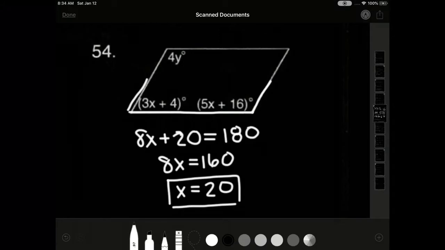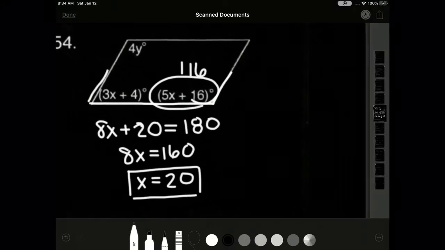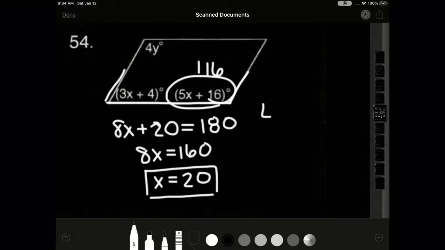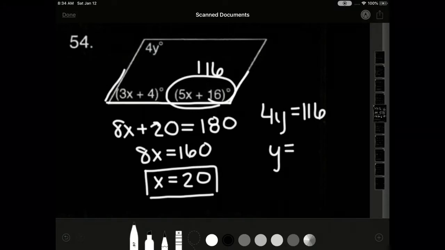Then we can plug the 20 back in, so 20 times 5 is 100, which means this entire angle here is 116. So then we get 4y equals 116. So when we divide by 4, we get y equals 29.